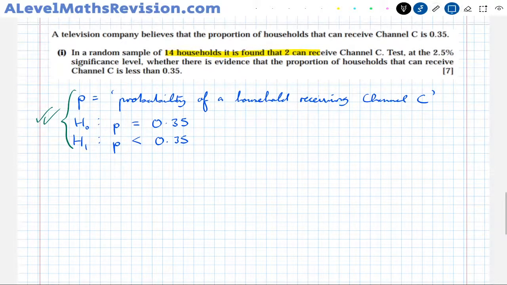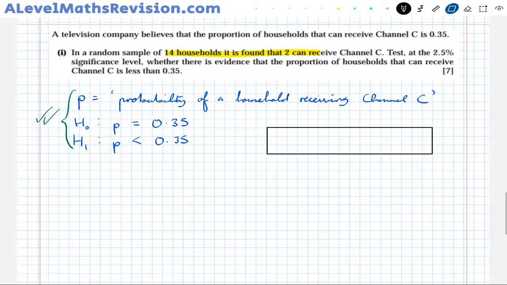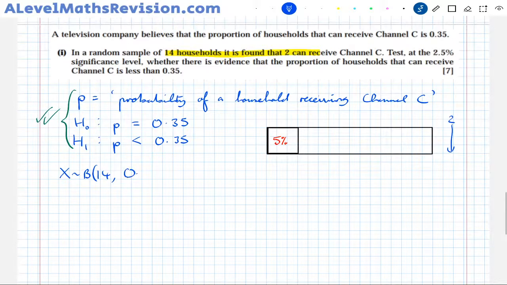So we're testing for a decrease, so the bottom 5% of probability in this diagram is what we're going to reject. Testing for a decrease. And our observation of 2 is what we're going to try and place in this diagram. So our distribution has 14 trials, and we're going to assume that the probability of success is 0.35. Writing that down and using it is worth a mark.